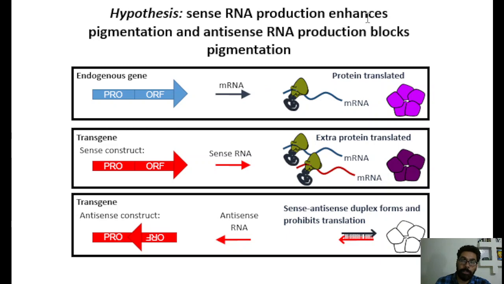So the hypothesis was that if sense RNA production is enhanced, the pigmentation will be enhanced. In the normal case, the endogenous gene will produce mRNA and it will get translated and we will get purple color. And the hypothesis was if we express the transgene, the extra protein will be translated and we will get extra color. But what happened? The transgene expression resulted in the RNAi phenomenon where sense and antisense RNA formed duplexes and they lost the color.